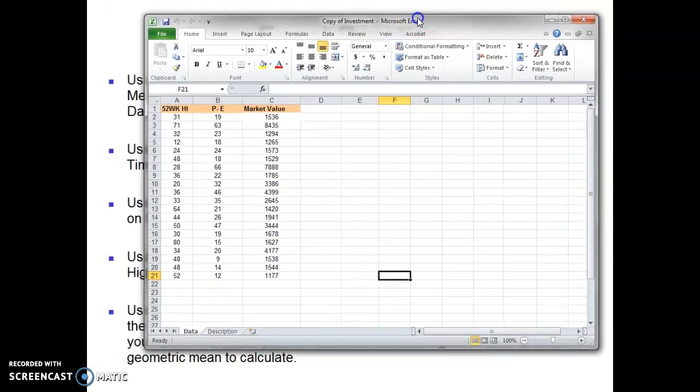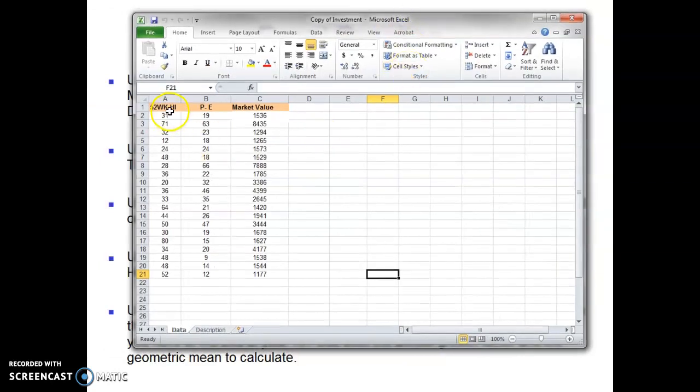So to do this, we want to pull up our data here. Looks like each one of these rows represents a particular stock in our portfolio. It tells us the 52-week high for that stock, the price to earnings ratio for that stock, and the market value in terms of our portfolio. So for this stock, we have $1,536 invested. And then for this stock, we have $8,435, so on and so forth.